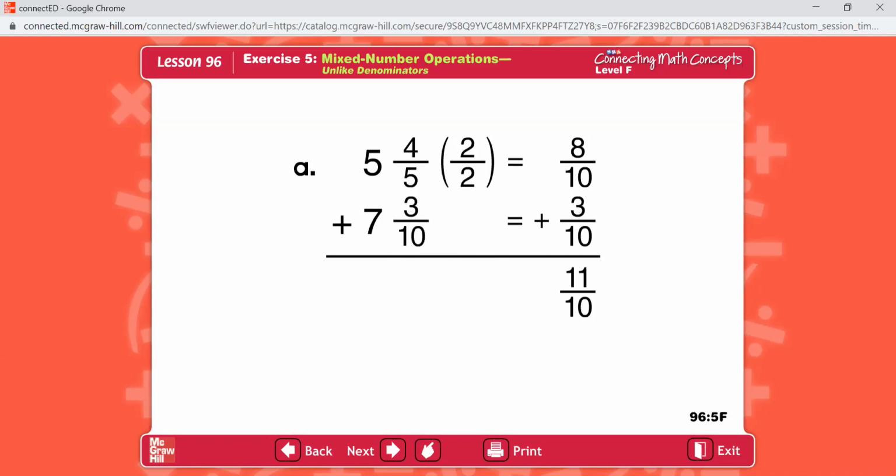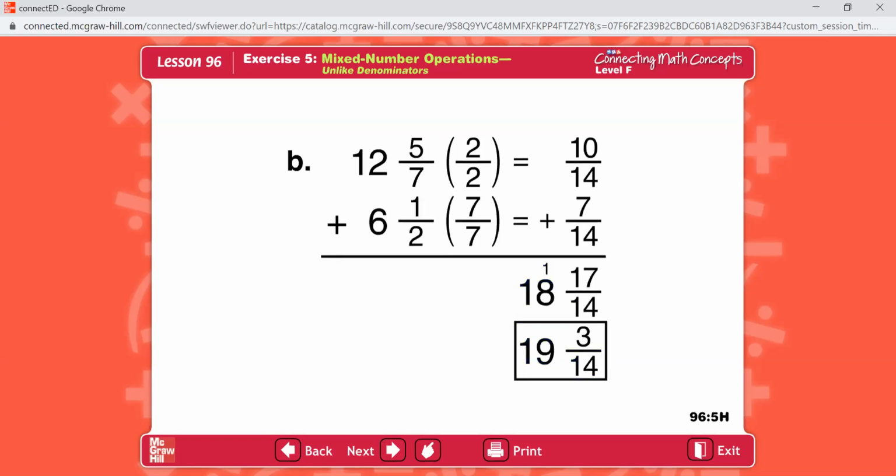The next step, there you go. 5 plus 7 is 12, but don't forget, if you have a top-heavy fraction, make it smaller, add it to your whole number. Problem B, 12 5/7 plus 6 1/2. Pause the video now to work the problem. Resume when you're ready to check your answer. Here's what you should have.